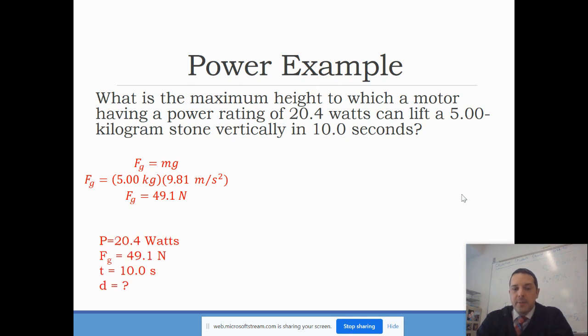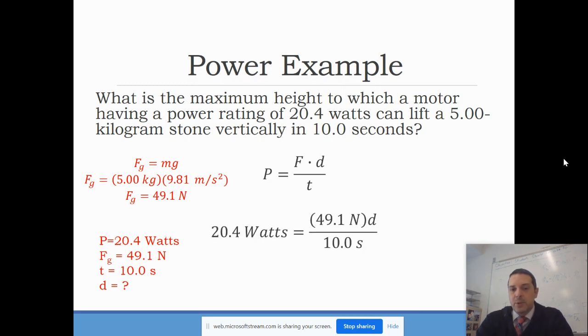Now I can list out my variables. I know the power, I know my force, I know my time, and I'm looking for displacement. Here I'll use the power equation that says force times displacement divided by time is equal to power. Substituting in the values we have, 20.4 watts is equal to 49.1 newtons times displacement divided by 10 seconds, and we end up with a displacement of 4.15 meters.